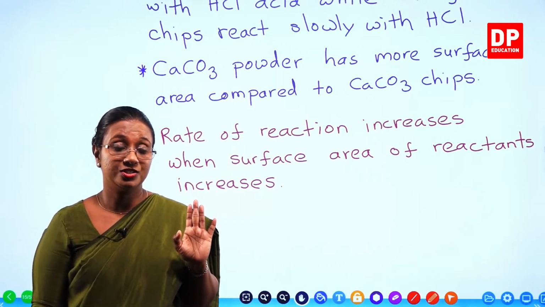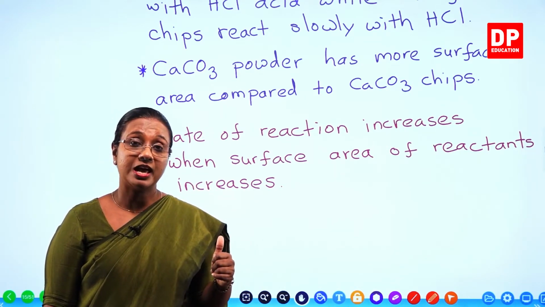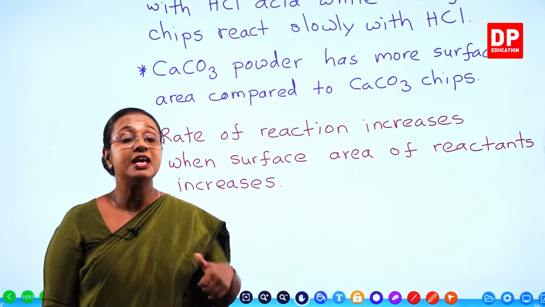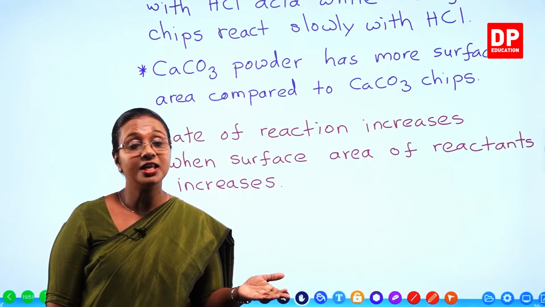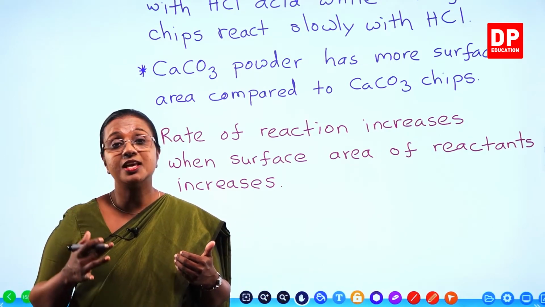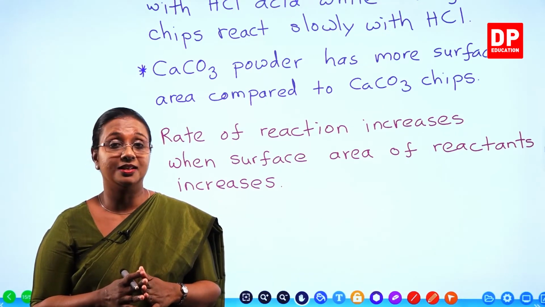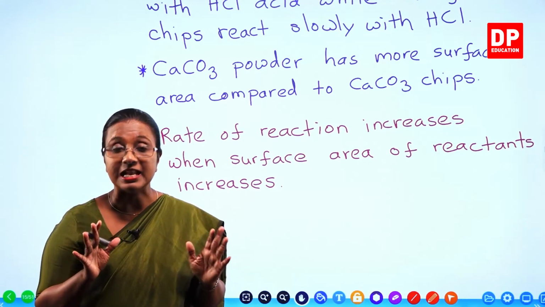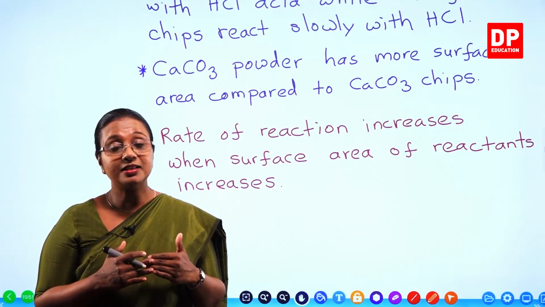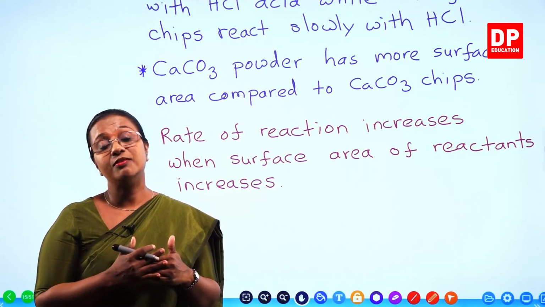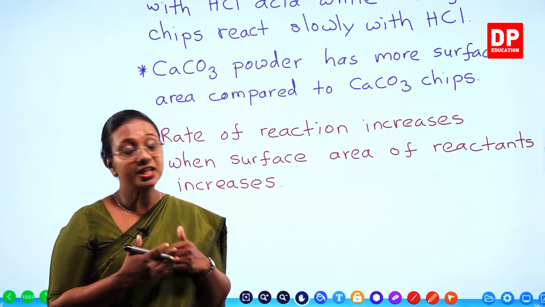Is that clear, students? So that is the first factor that affects the rate of reaction, surface area of reactants, and when surface area of reactants increases, the rate of reaction increases. So if surface area of reactants decreases, the rate of reaction also will decrease. You have to remember that, and you should be able to explain that when surface area increases, the collision between reactant particles increases. Because of that, the rate of reaction increases.